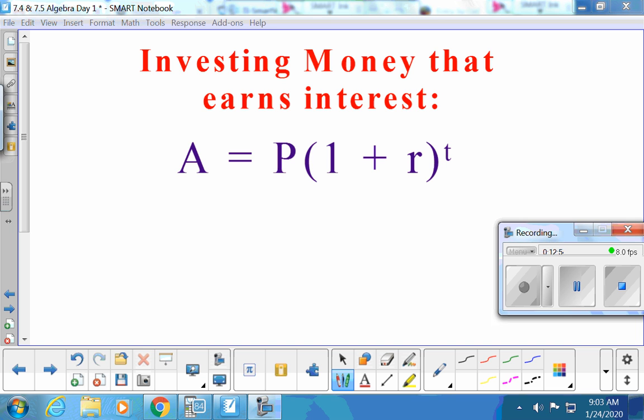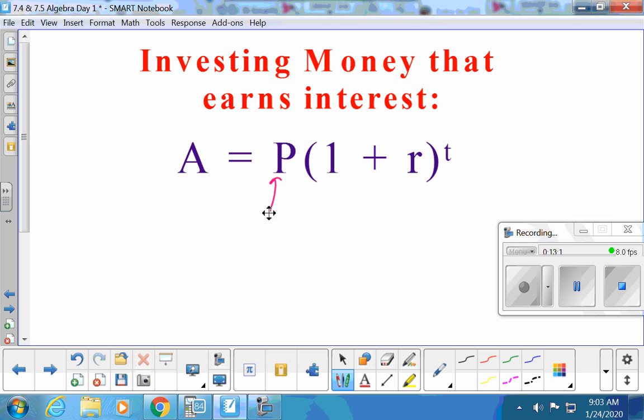We're learning a brand new formula. I think it's the last formula I'm going to teach you today. This is used anytime you invest money, like maybe in a mutual fund or a bank account, that will earn interest for you over time. So basically the bank will give you money over time.